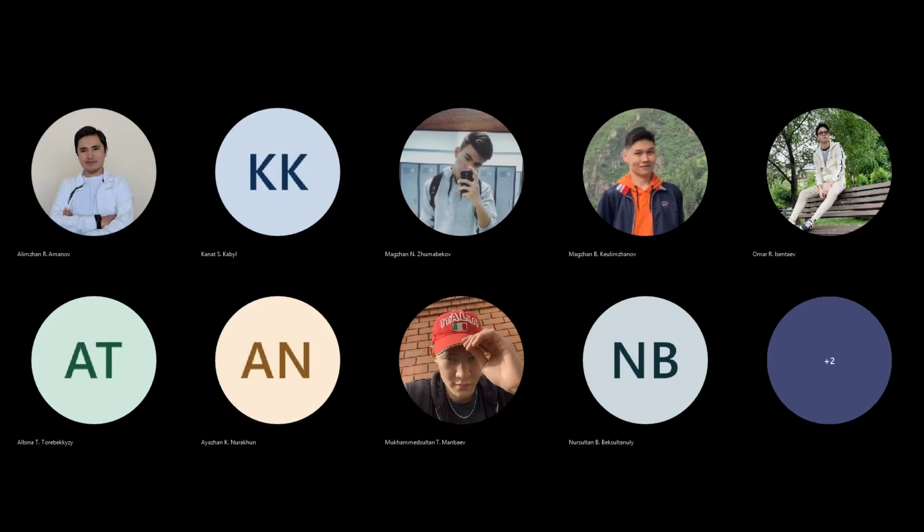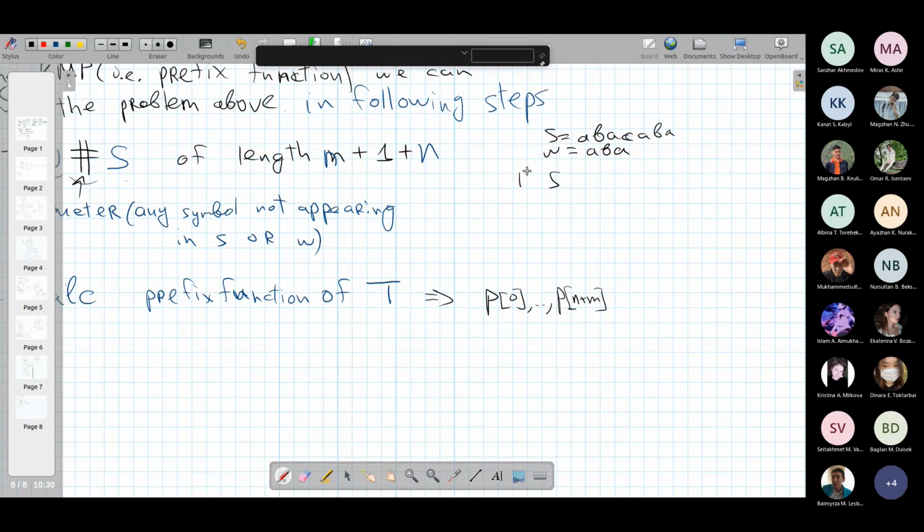Okay. Then S on T would be equal to ABA hashtag Abatsaba. And then we calculate the prefix function of this. This would be 0, 0, 1, 0, 1, 2, 3, 0, 1, 2, 3.